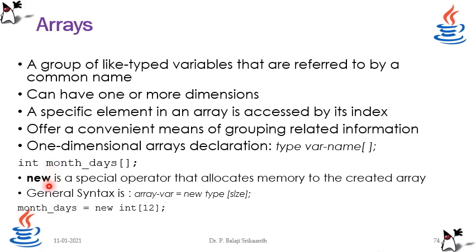new. new is a special operator that allocates memory to the created array. The general syntax for creating an array and allocating space is array variable equal to new, what is the data type given here, followed by the size. For example, for this declared array month_days, we will allocate like this: month_days is equal to new int[12]. So the array month_days can store 12 values.